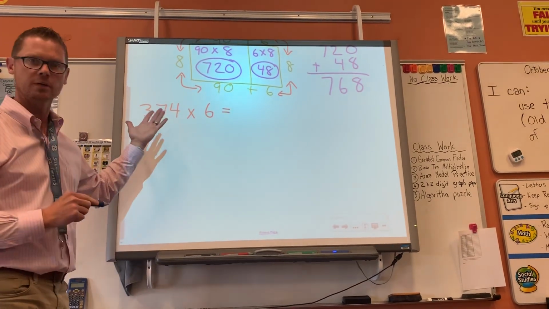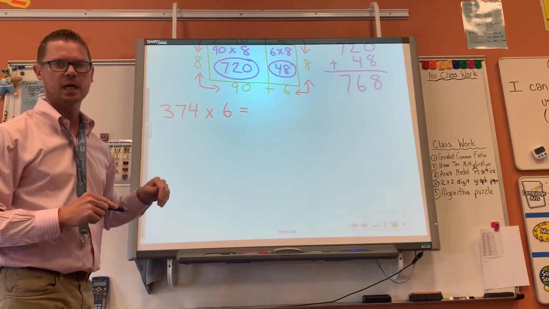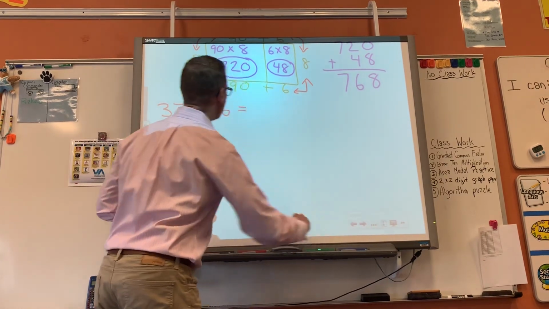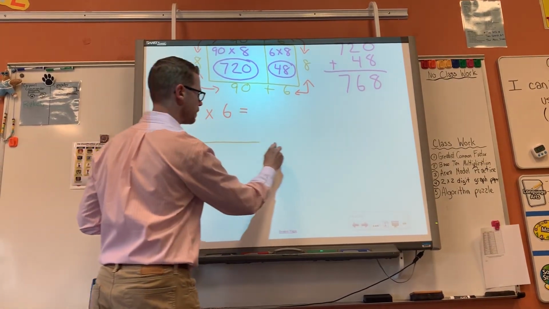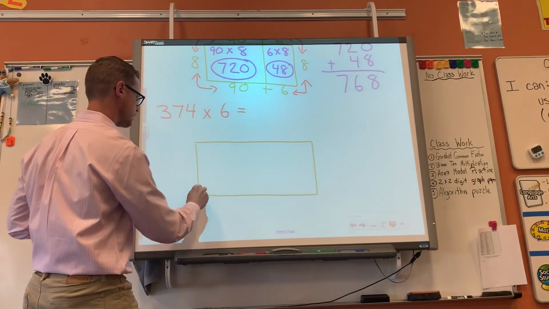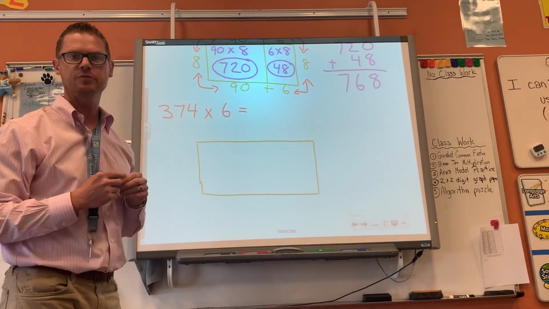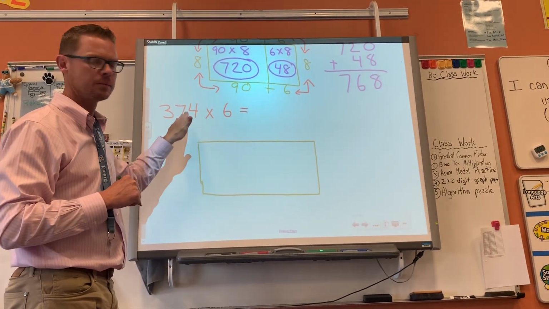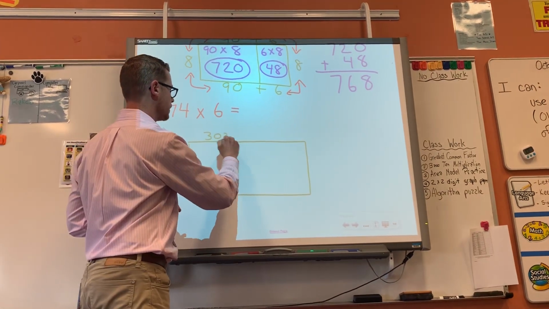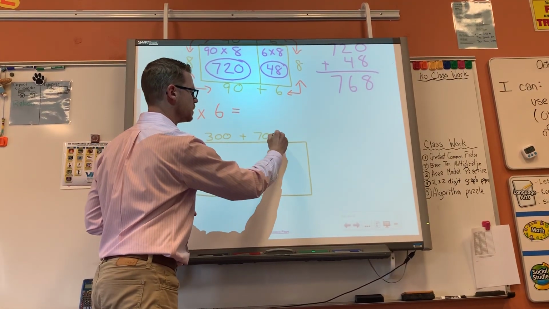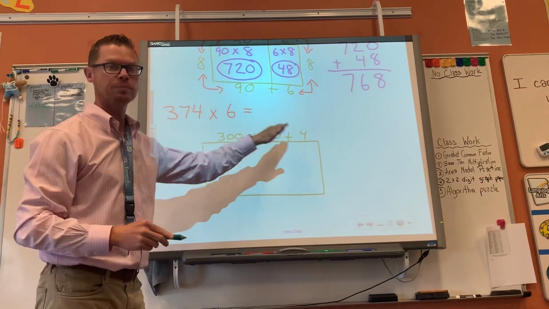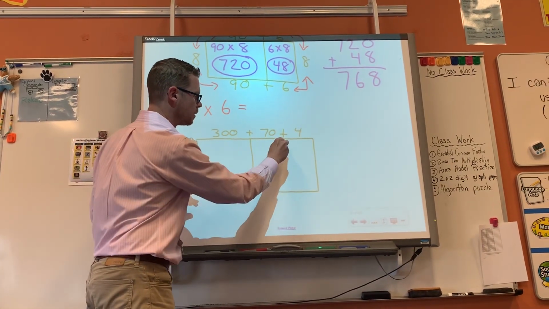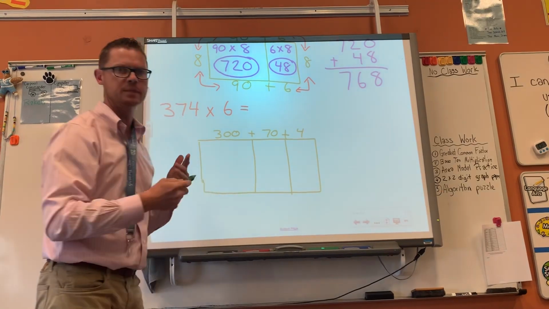I have a larger number, a 3-digit number, 374 times 6. And I'm going to use the area model once again. So let me draw my rectangle. And I'm going to represent my 374 in expanded notation once again. So I know that is 300 plus 70 plus 4. Now I have two plus signs here, so I'm going to partition or divide my rectangle below my plus sign. So I have 3 different regions this time instead of 2.